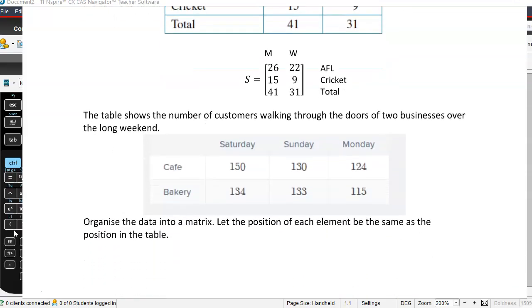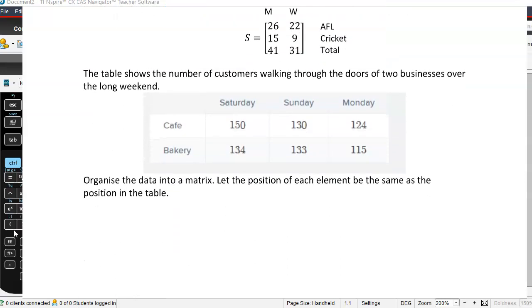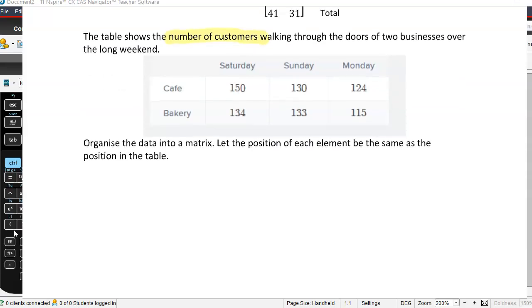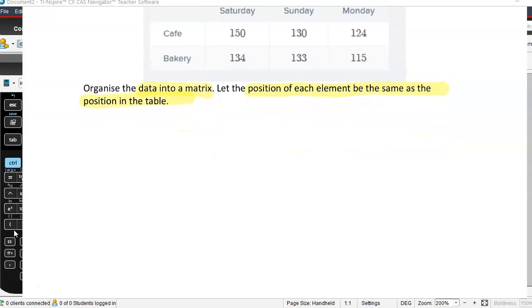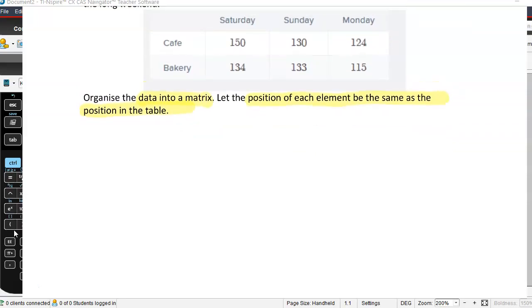So the table here, this is another example we can work through, shows the number of customers walking through the doors of 2 businesses over the long weekend. So Saturday, Sunday, Monday. Organise the data into a matrix. Let the position of each element be the same as the position on the table. So how would we do this? Okay, so it's going to be a 2 by 3 matrix.